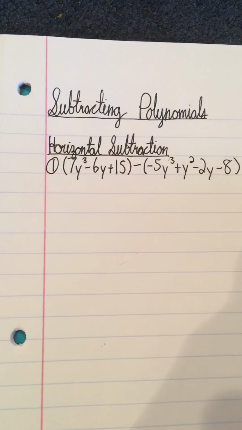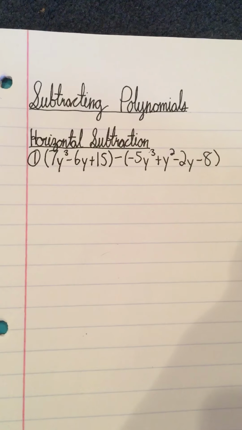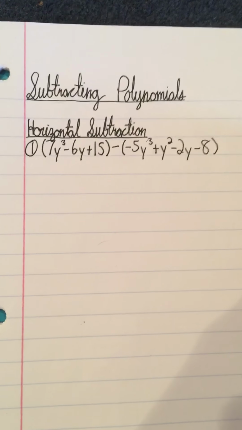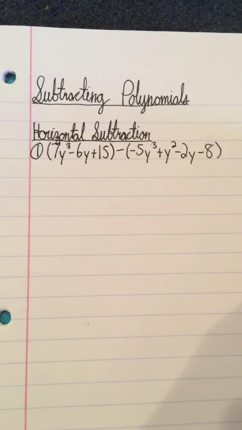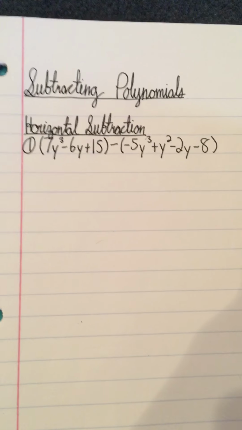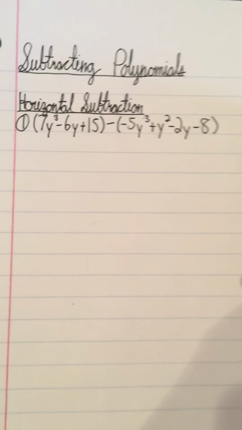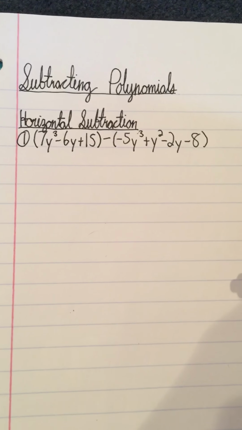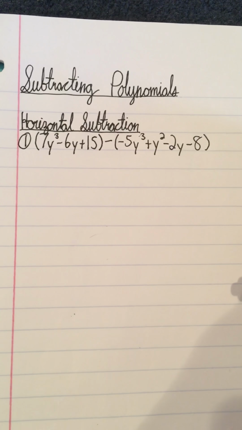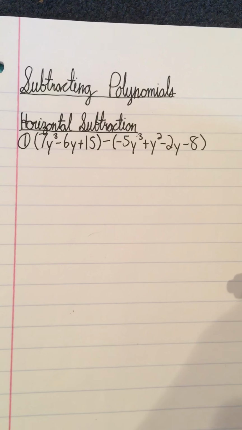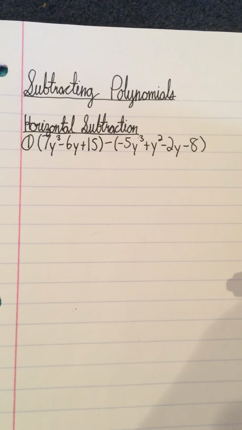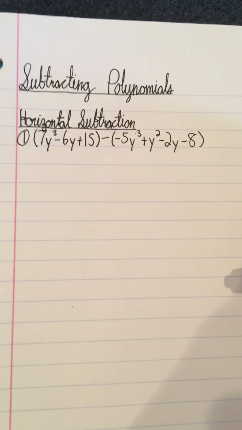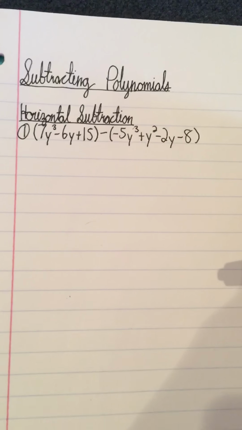Hello everyone. Today we are working on subtracting polynomials. And just like yesterday, we have horizontal and vertical strategies for subtraction. So for our first problem, we have 7y cubed minus 6y plus 15 minus the quantity of negative 5y cubed plus y squared minus 2y minus 8. So subtraction is just like adding the opposite.